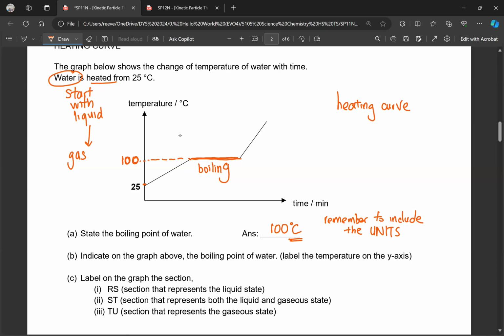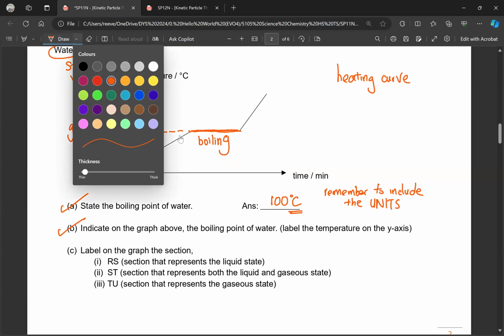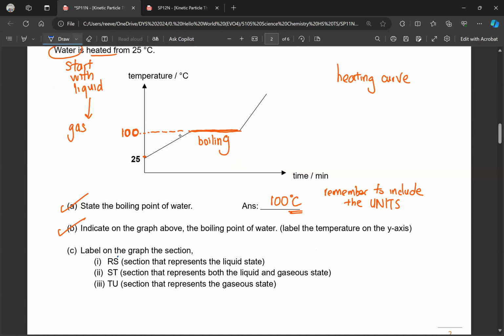Okay. So I've done part A. I have also done part B. I've labeled on the y-axis 100 already. Part C, I think they want you to label 3 parts, RS, ST, and TU. So what's RS? RS represents the liquid. So where is the liquid?